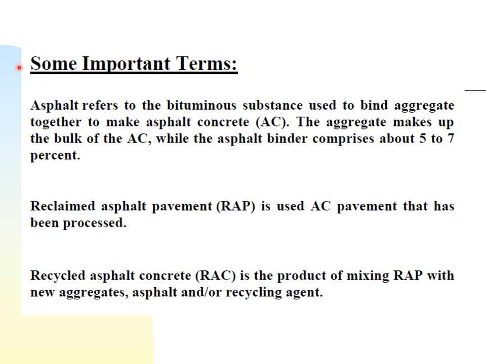First, just go through some important terms. Asphalt refers to the bituminous substance used to bind aggregate together to make asphalt concrete. The aggregate makes up the bulk of the asphalt concrete, while the asphalt binder comprises about 5 to 7%. Reclaimed asphalt pavement, RAP, is used asphalt concrete pavement that has been processed. Recycled asphalt concrete, RAC, is the product of mixing RAP with new aggregates, asphalt, and or recycling agent. So this RAP is reclaimed asphalt pavement.